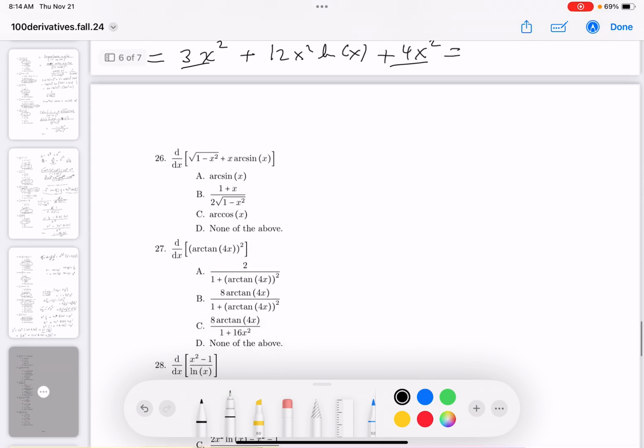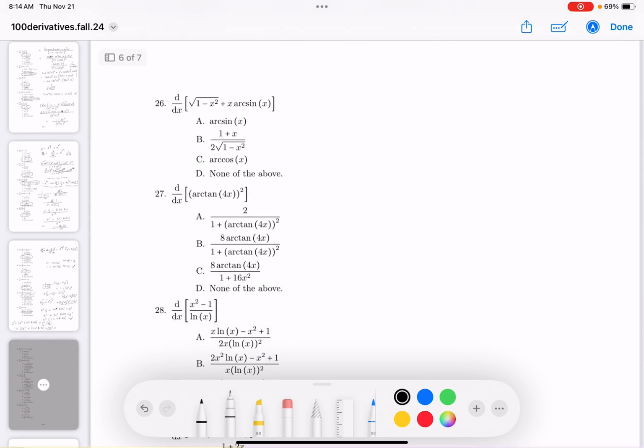All right. Let's do the next one. This is going to be 26 now. And 26 is another derivative problem. And to go through that derivative, let's take a look. Really not that bad. 1 over 2 the root of 1 minus x squared. The top would be minus 2x.